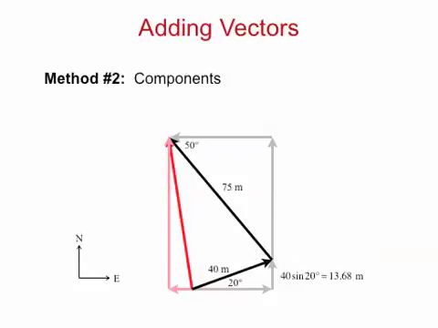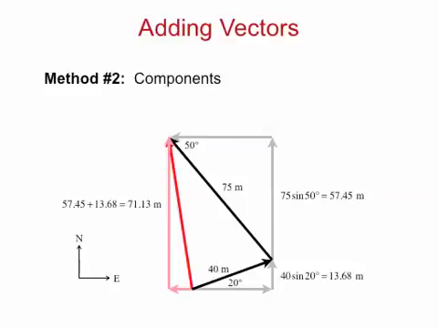Now we see that the vertical component is the side opposite the 50-degree angle, so its length is 75 times sine of 50 degrees, or 57.45 meters. Now, the vertical component of the resultant is just the sum of the vertical components of the vectors being added. So its length is 57.45 plus 13.68, which equals 71.13 meters.